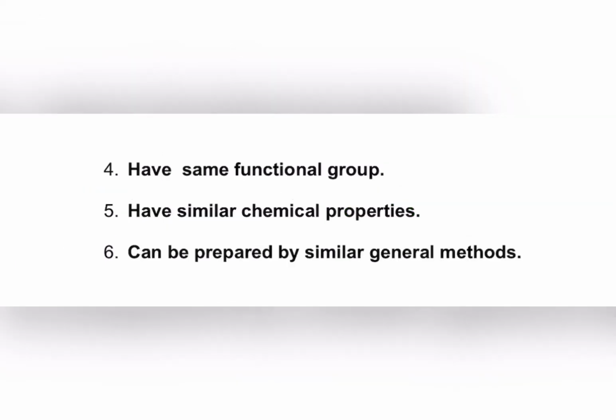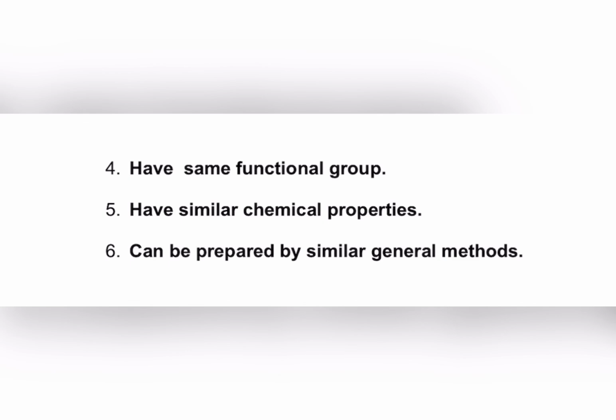The next one: all homologs have the same functional group. Next, all homologs have similar chemical properties, so the reactions that they can undergo are similar to one another. And the last one: homologs can be prepared by similar general methods. For example, you can use the same process to prepare all homologs with the same functional group.